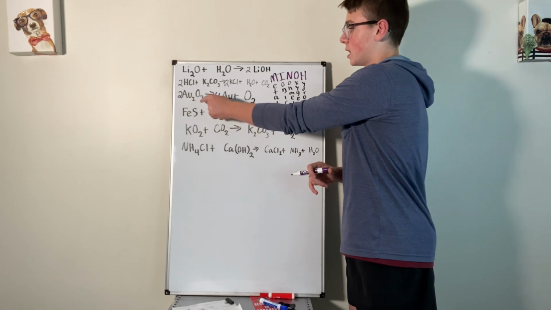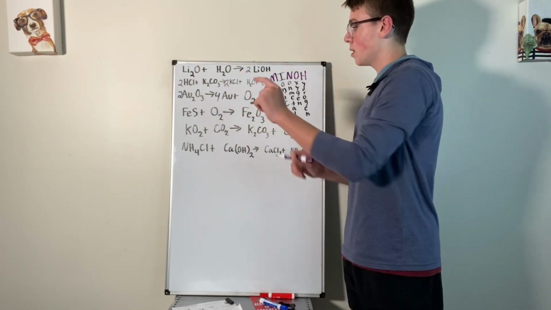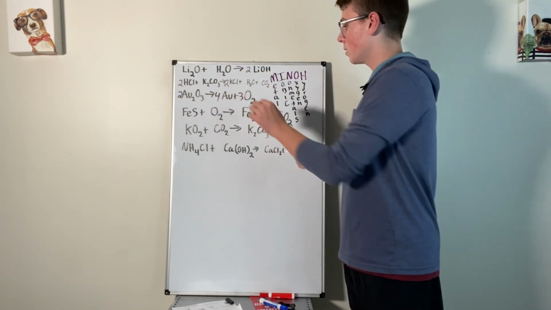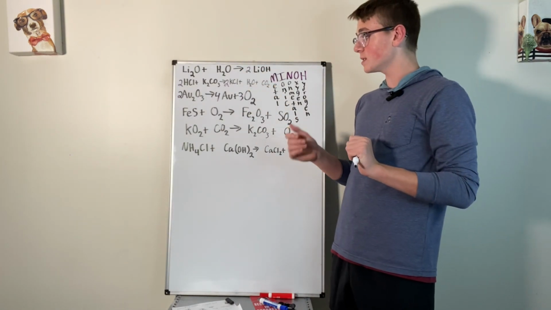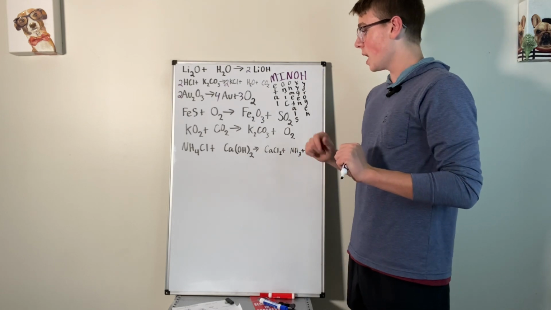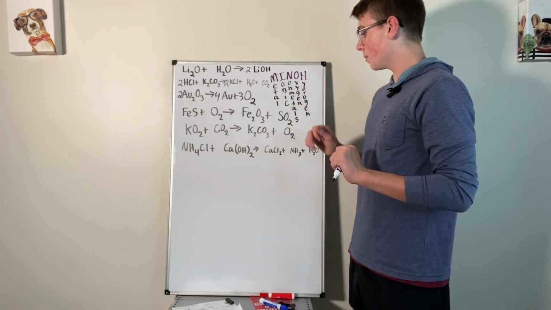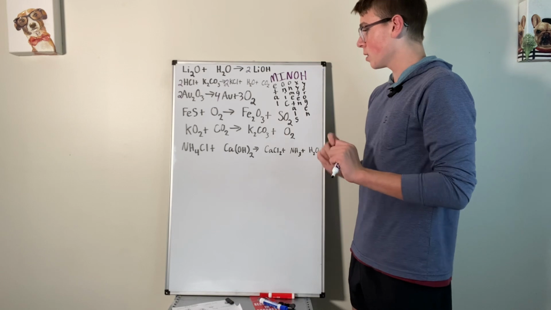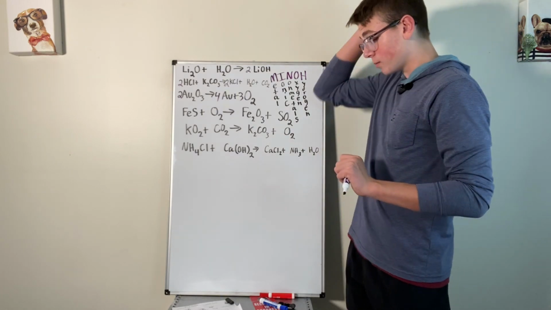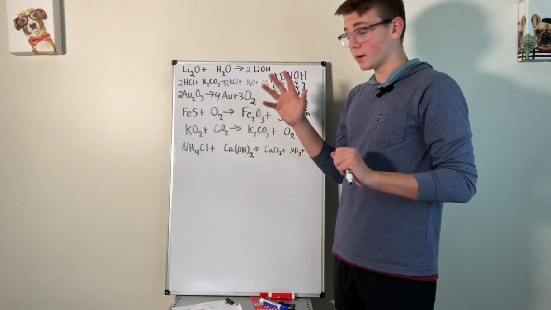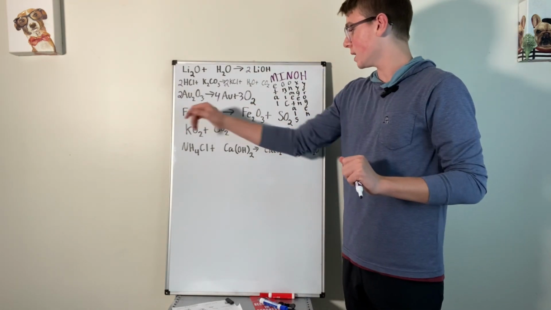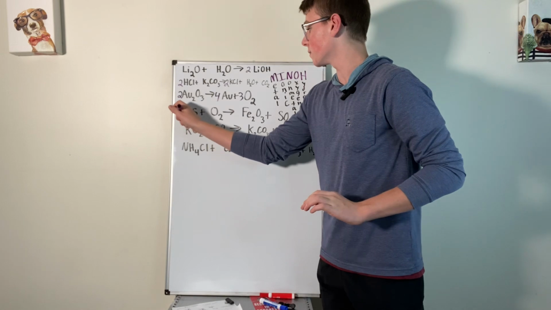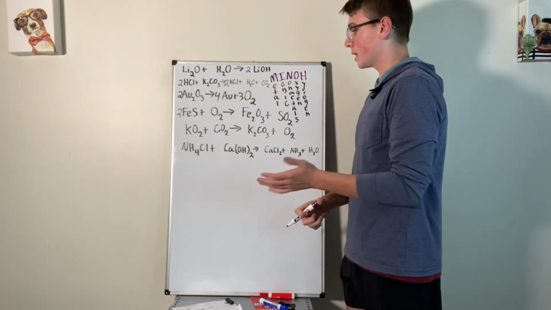Okay, now there's 6 oxygens on this side, there's 2 on this side, but if we put a coefficient of 3 here, that'll be 3 times 2 is 6. So we're balanced. Now FeS plus O2 yields Fe2O3 plus SO2. So let's first check with our metals. We have Fe, iron. So there's 1 iron on this side, there's 2 on this side, so we need a coefficient of 2 here.